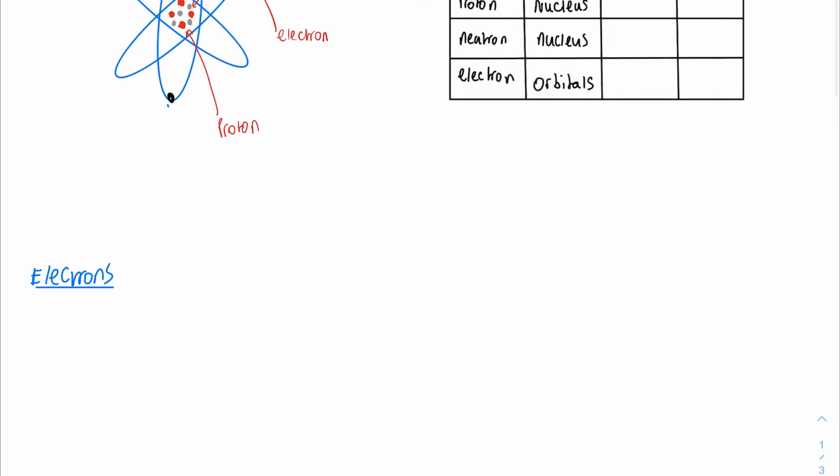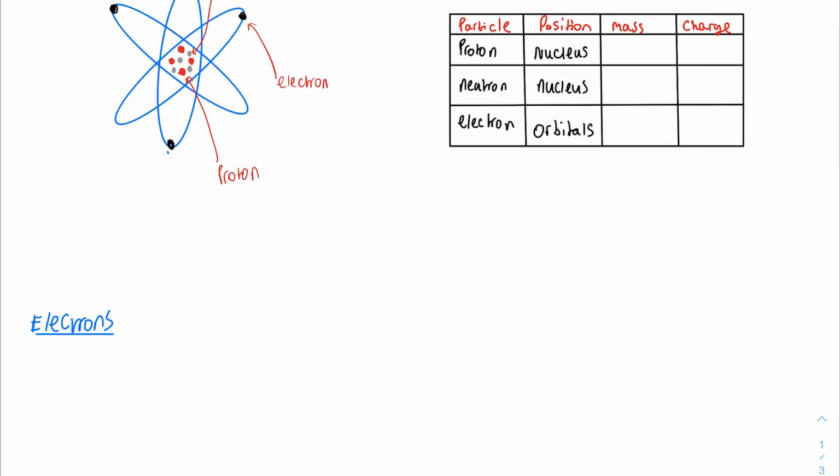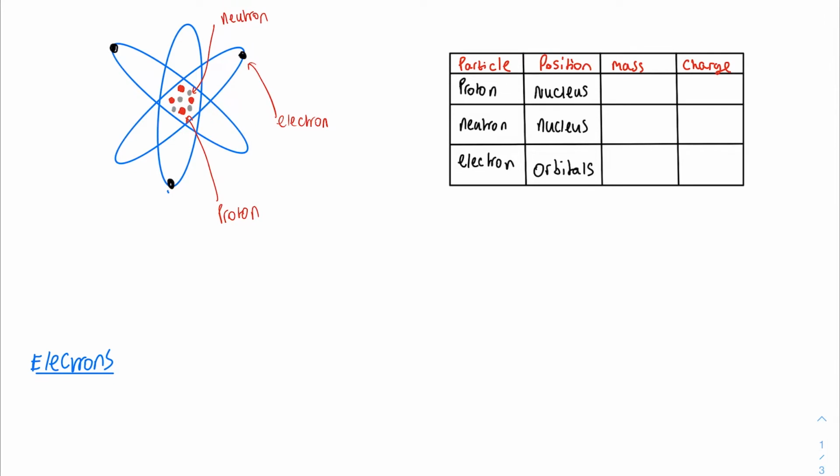You should also know the relative charges associated with these particles. On this table on the right, you can see the proton, where it's found, its position is in the nucleus, the neutron is found in the nucleus, and the electrons are found in orbitals. Now, I'm going to fill in the table. So, the mass of a proton is 1, the mass of a neutron is 1, and the mass of an electron is 1 over 1840. The charge of a proton is +1, a neutron has no charge, and an electron has a -1 charge.